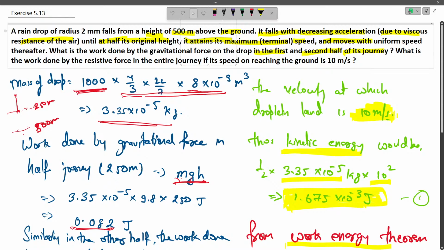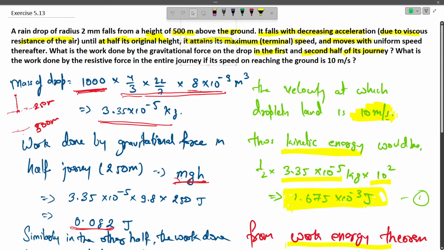This question says that a raindrop of 2 millimeter falls down from a height of 500 meter above the ground. It falls with decreasing acceleration due to viscous resistance of the air until it's half of its original height. It attains its maximum terminal speed and moves with uniform speed thereafter. What is the work done by the gravitational force on the raindrop in the first and the second half of its journey? What is the work done by resistive force in the entire journey if its speed on reaching the ground is 10 meter per second?